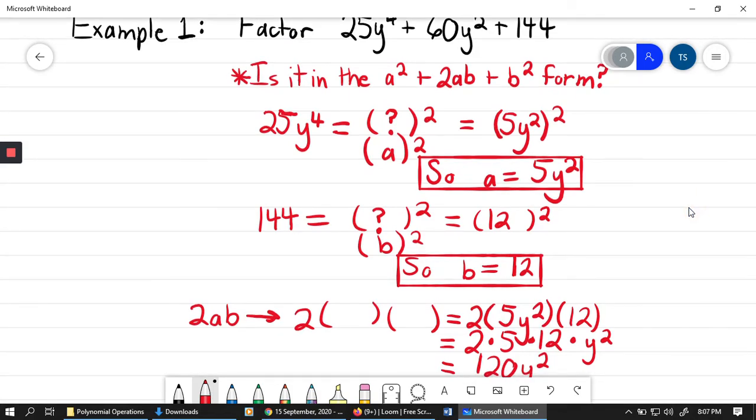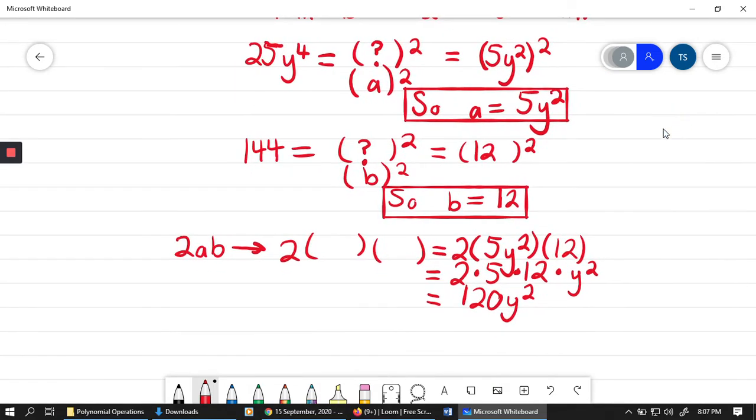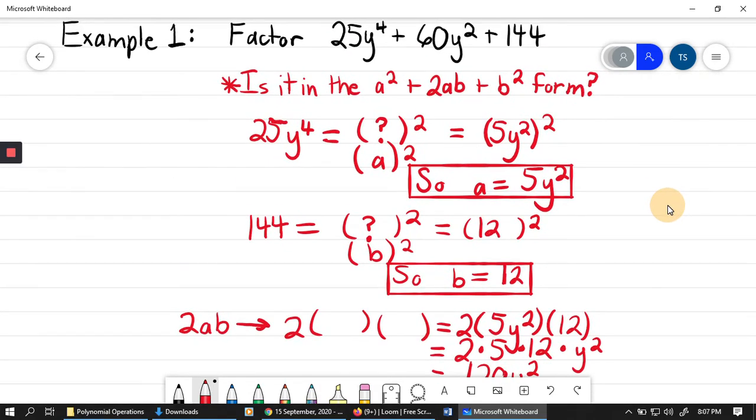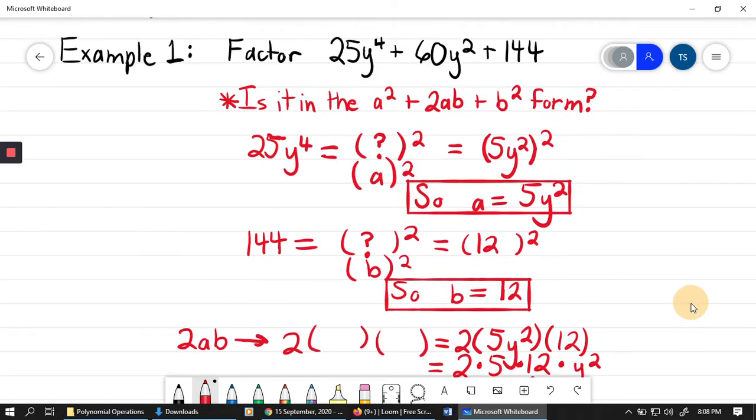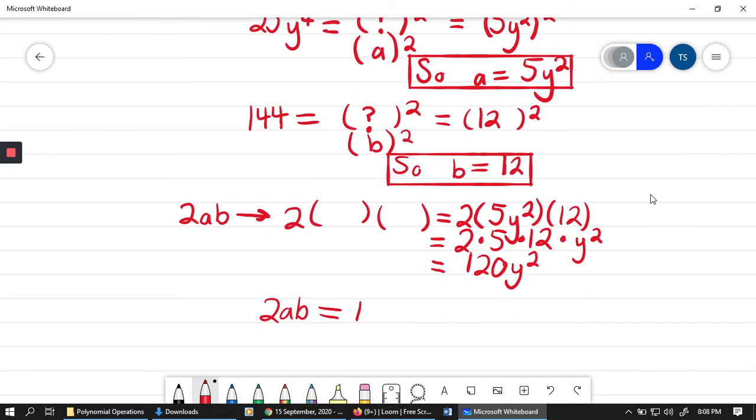So when we were asking, is it in this form, in other words, is it a perfect square trinomial? No, it's not, because that middle part, the 60y squared, doesn't match up with what we got for 2ab. So again, that means it is not a perfect square trinomial, because it is not in the right form. 2ab equals 120y squared, which is definitely not equal to 60y squared.